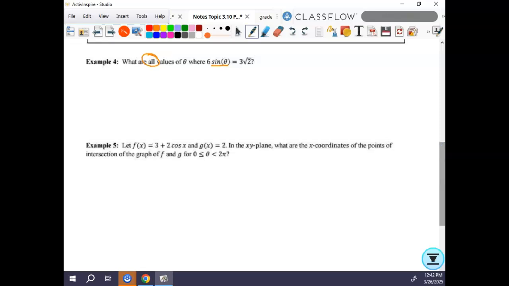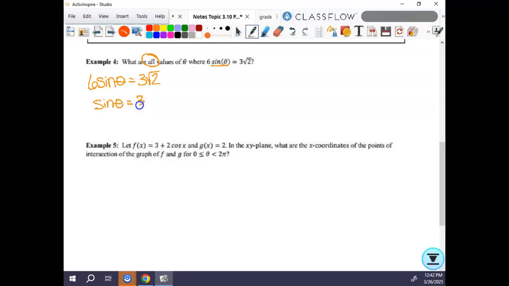I'm going to rewrite that just because I think it's better. Plus, you're going to have to rewrite them because it's going to be on the computer anyway. Equals 3 square root of 2. Now we're solving equations that got trig stuff in them. Don't start making up math. You know how to solve equations. You've been doing them forever. What would my first step be here? Divide by 6.